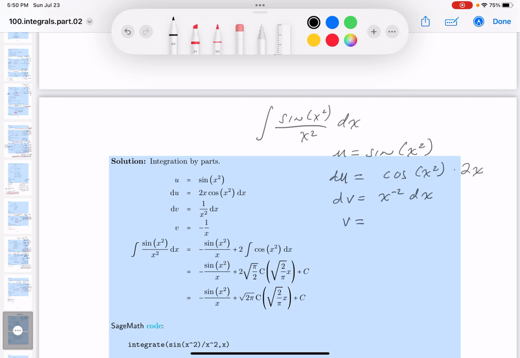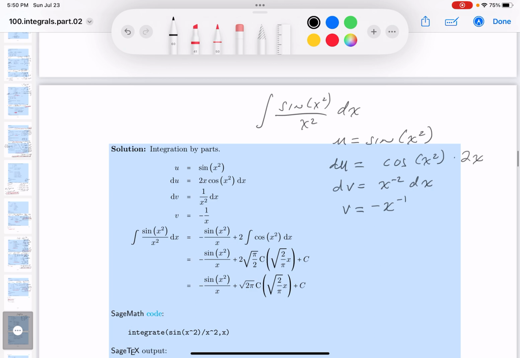So that means the v, I'm integrating now, is going to be x to the minus 1 over minus 1. Right, constant of integration will come later. So let's write that down. So this is going to be equal to, I need some more room, so I'm going to go over here. uv, so minus sine x squared, and the x to the minus 1 is just an x in the bottom, minus v du. Well, minus and minus, I'm going to put plus down.